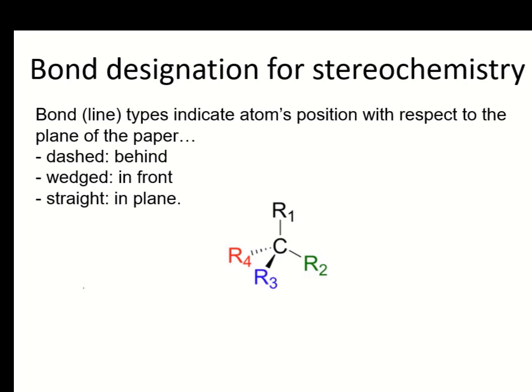Now, getting back a little bit to those bond designations we use for stereochemistry, you see we can have the atoms that are bound to carbon that are in the plane of the paper indicated with straight lines. The atoms that are behind the plane are the dash, and those that are in front are the wedge.